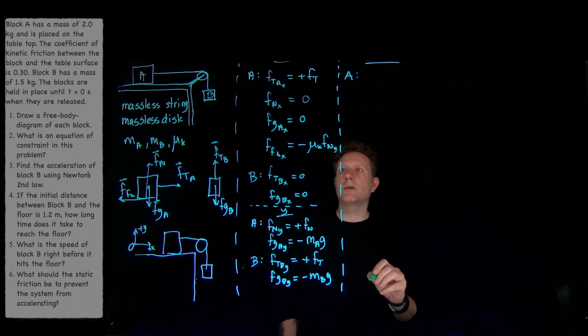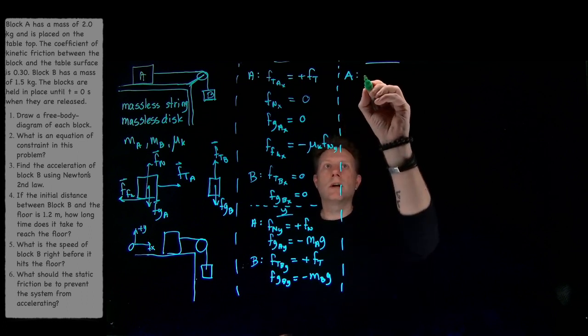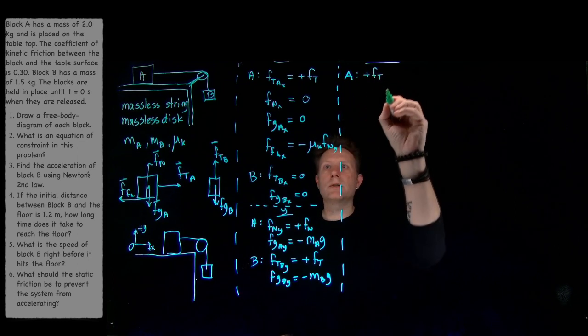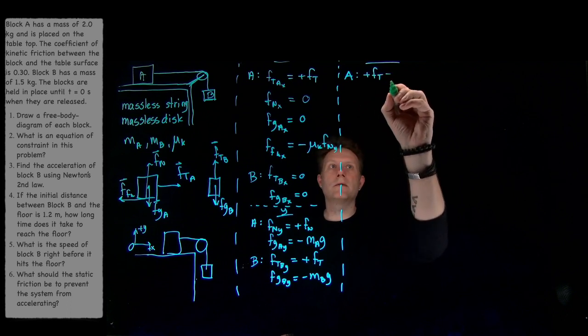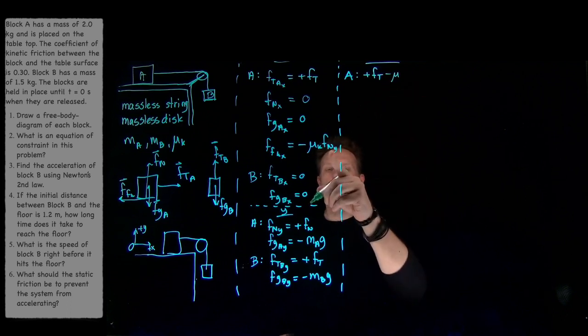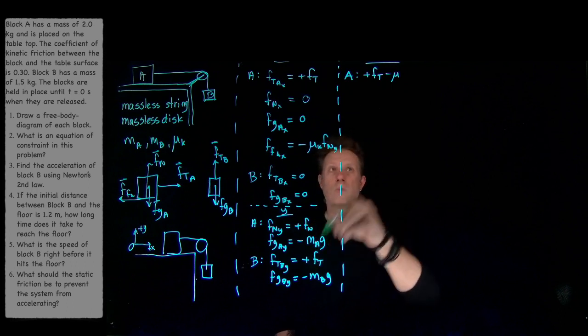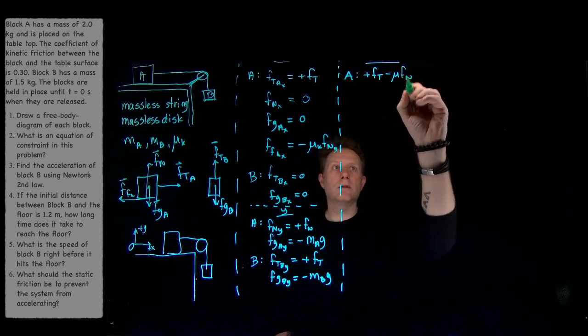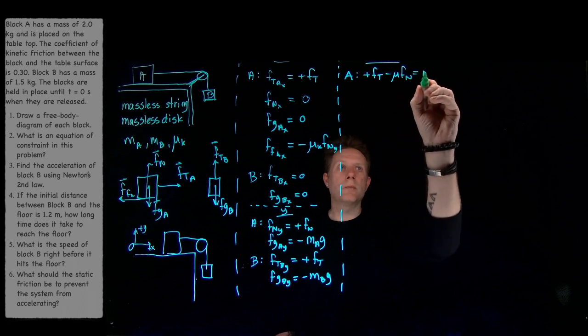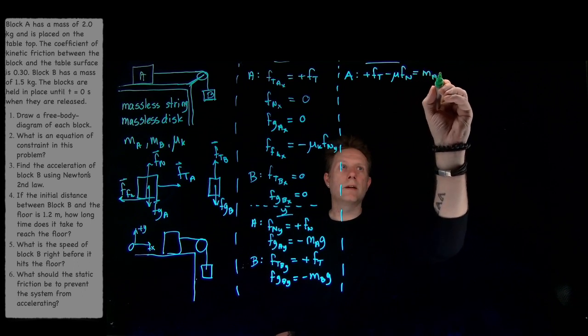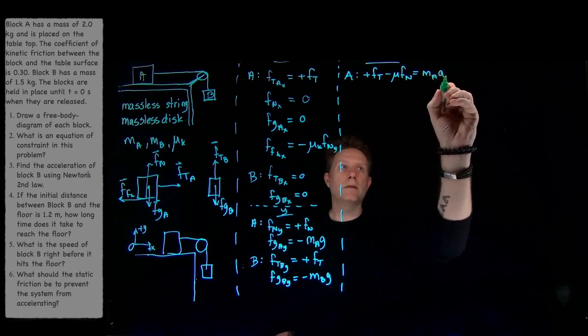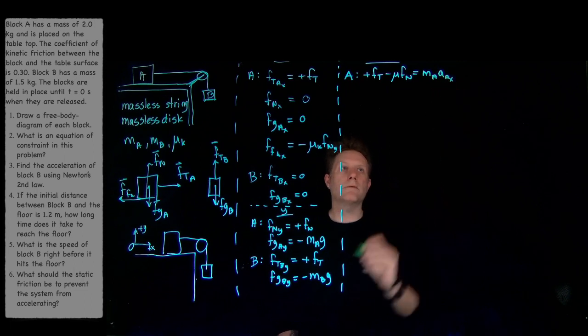So the sum of forces in x, we're going to have plus the force of tension, and we're going to have minus mu times the normal force. In the y direction, we already know that's going to be the normal force down here. So that's equal to mass A times acceleration A in the x direction.